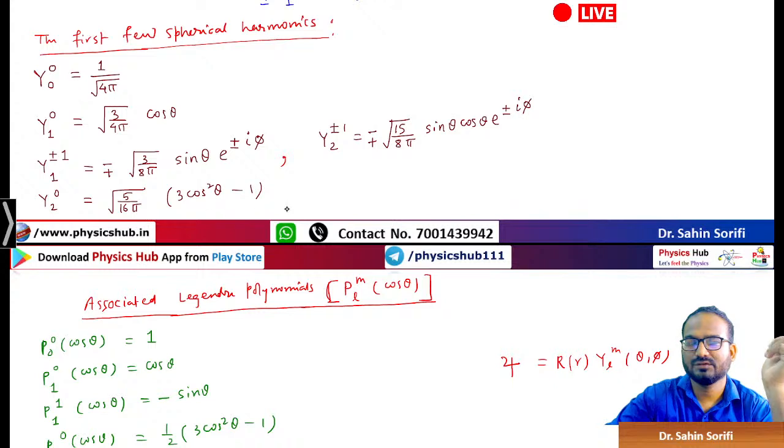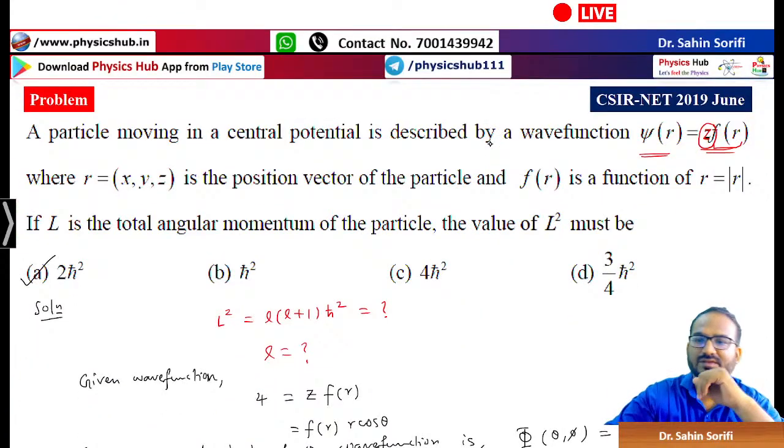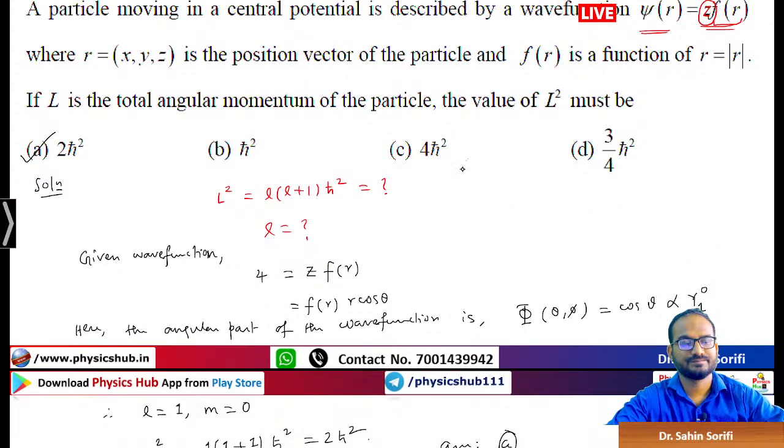If you see 3 cos square theta minus 1 with no exponential dependence, you will think that m must be 0. No exponential part means m equals 0. If the m part is non-zero, the exponential part will be there. So you need to have that observation skill.